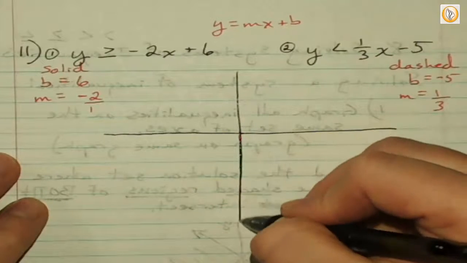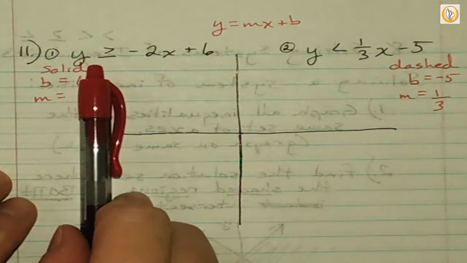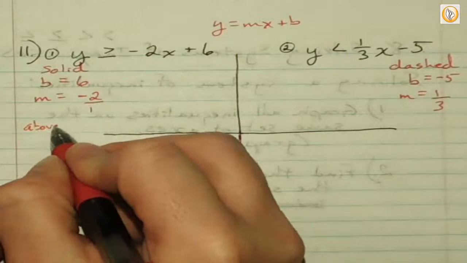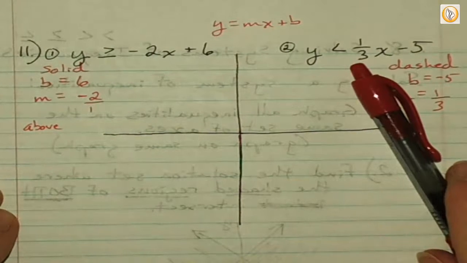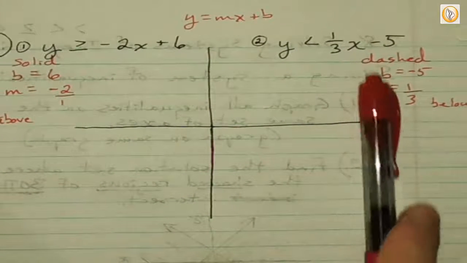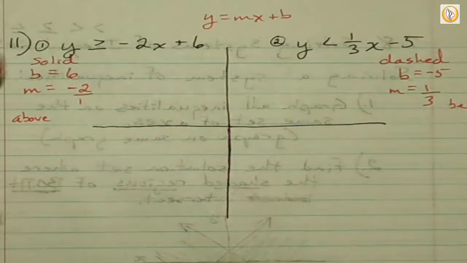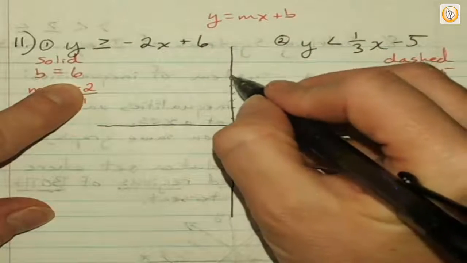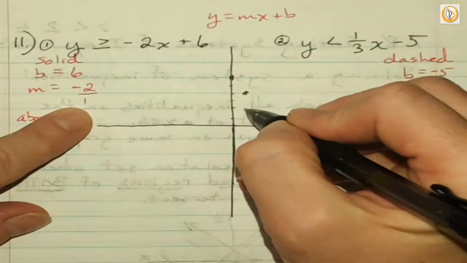Oh, I should also ask, is this line 1 going to shade above or below? I'm going to write above. And then over here, are we going to shade below or above? Below. Now, you can't answer these questions until you put your equation in the correct format. All right, so let's go. I have 6, 1, 2, 3, 4, 5, 6. And then negative 2, 1, 2, and then 1.